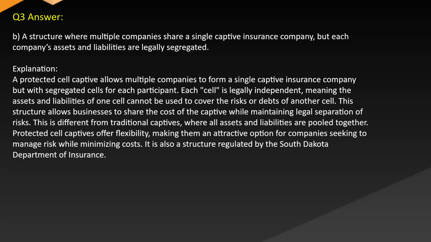Answer: B. A structure where multiple companies share a single captive insurance company, but each company's assets and liabilities are legally segregated. Explanation: a protected cell captive allows multiple companies to form a single captive insurance company, but with segregated cells for each participant. Each cell is legally independent, meaning the assets and liabilities of one cell cannot be used to cover the risks or debts of another cell.